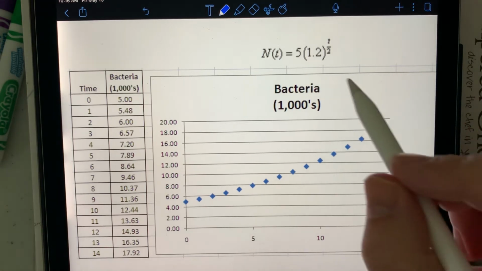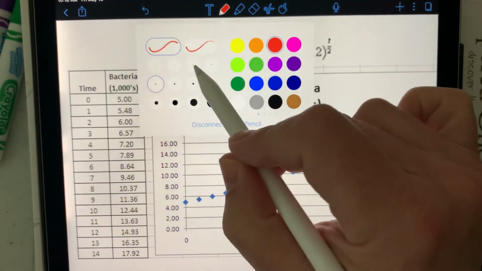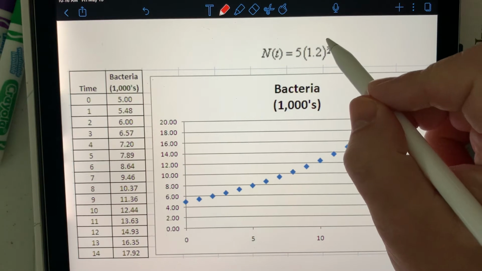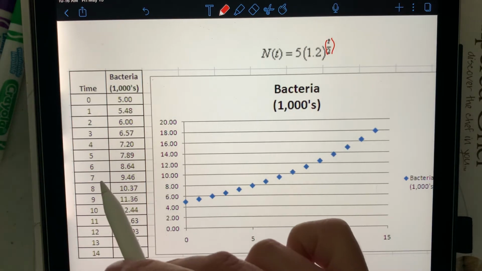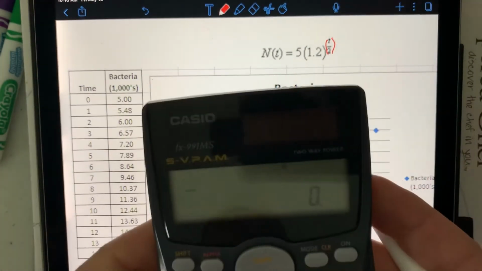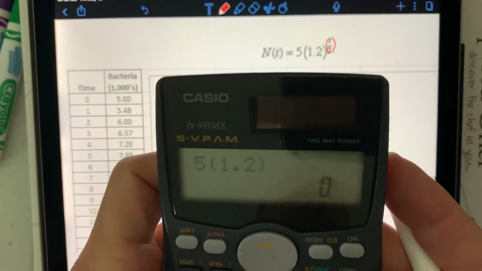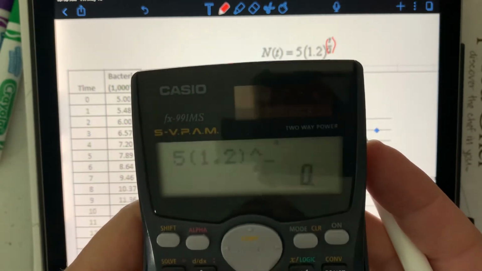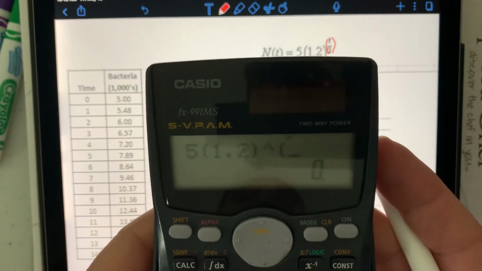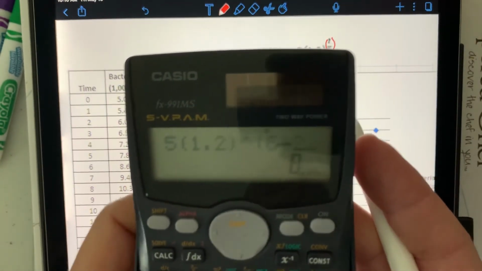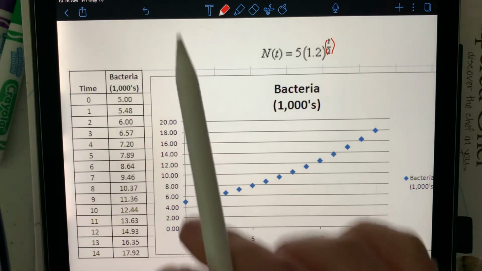The biggest key of plugging things in all at once is that you put brackets around the exponent when you plug it in. So let's say when I get 6, I would type 5, bracket, 1.2, bracket, to the power of. The power button is different in different calculators, so make sure you find yours. Then I open bracket and type t, which is 6, divided by 2. I enter, and that's 8.64, which is what we had over here.